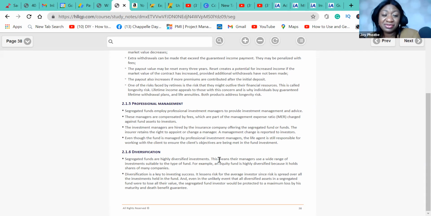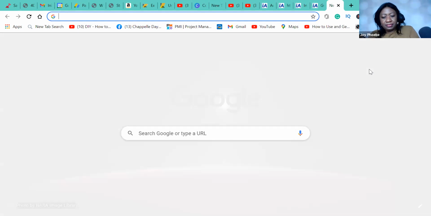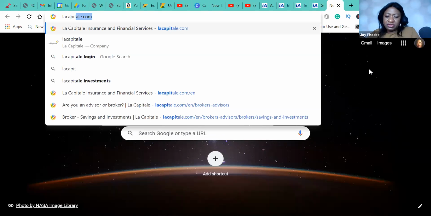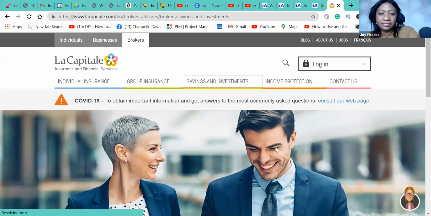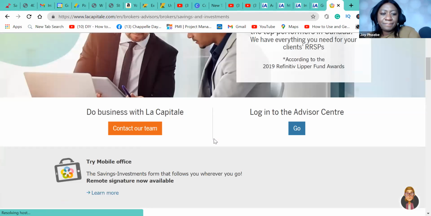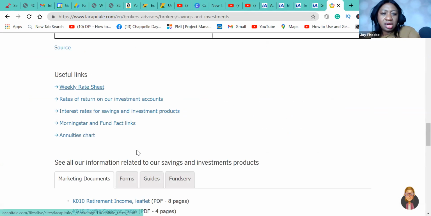They know the woods. And also another benefit of seg funds is diversification. So we have lots of funds with lots of diversification. Like that time I went to iA or Alla Capital. If I open it, for instance, let me show you guys. I think I've shown you before. I'm going to go to brokers, invest, savings and investments, and scroll down to, okay, Morningstar. Yeah.